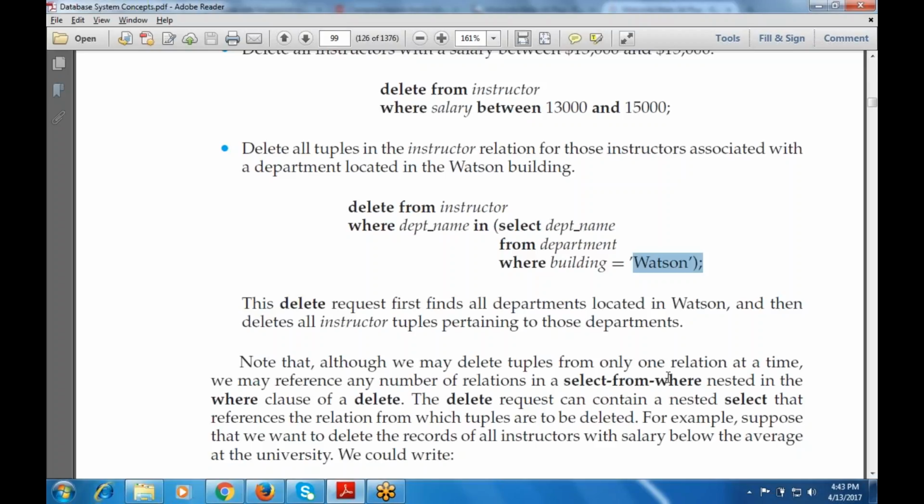Note that although we may delete tuples from only one relation at a time, we may also reference any number of relations in a select-from clause nested in the where clause of a delete. The delete may contain a nested select that references the relation from which the tuples are to be deleted.